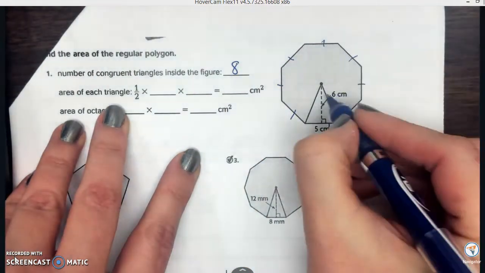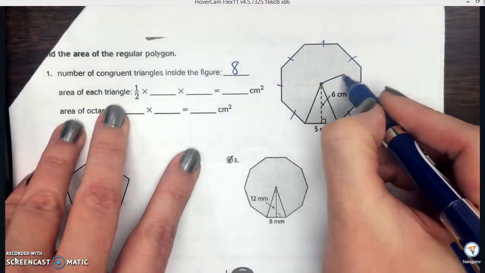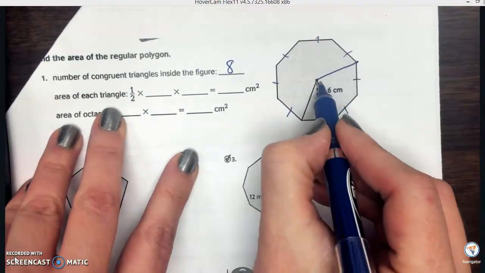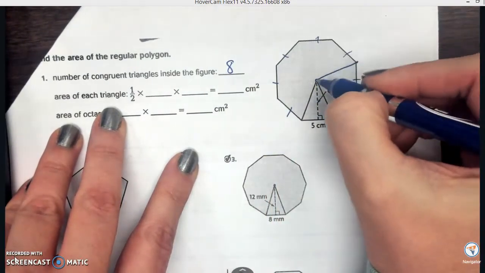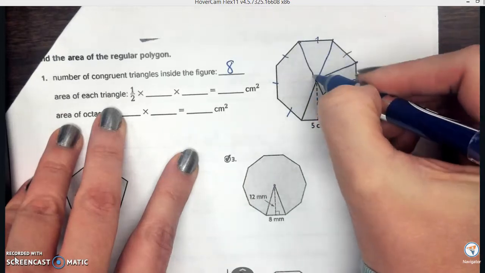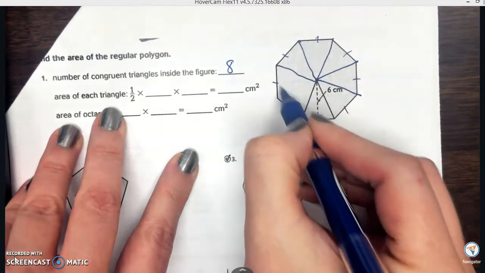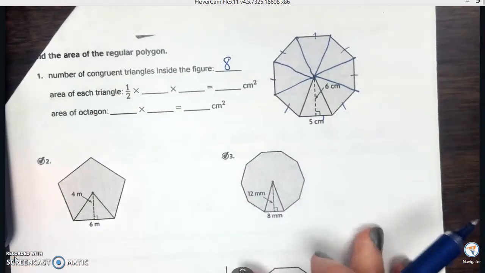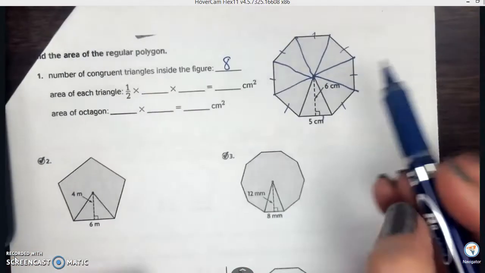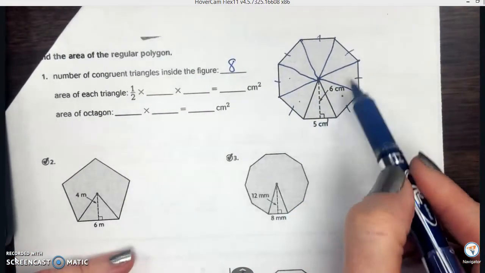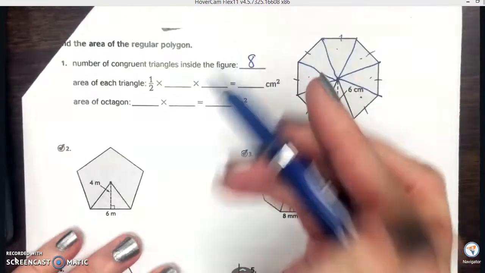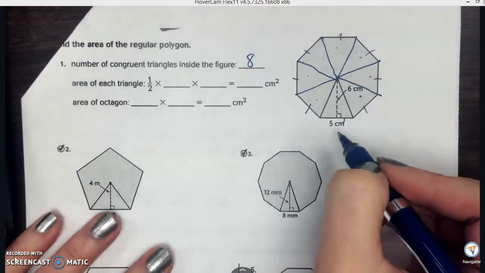Now you could go through and draw lines to each vertex to see that you would still get 8 triangles, or you can count the sides to see how many triangles you'd get. Let's see. 1, 2, 3, 4, 5, 6, 7, 8. Alright, so first we're going to find the area of one triangle.